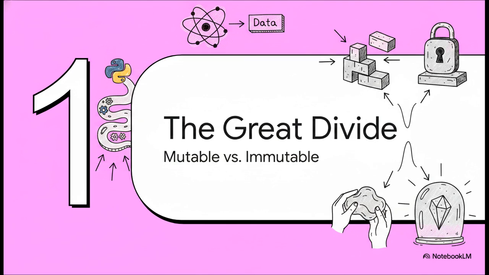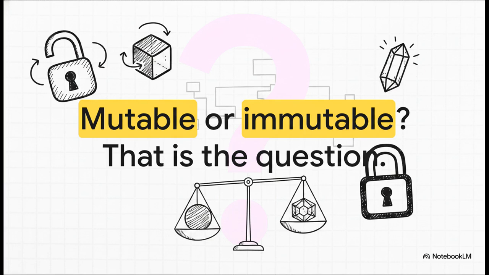The Great Divide. Mutable versus immutable. Right off the bat, before we even meet the citizens of our kingdom, we have to understand the fundamental law of Python physics. It really comes down to one critical question. Can the value of an object actually change once it's created? If it can, we call it mutable. If it absolutely cannot change, it's immutable. And understanding this distinction is absolutely vital. It literally dictates the code you write and how Python manages memory behind the scenes.